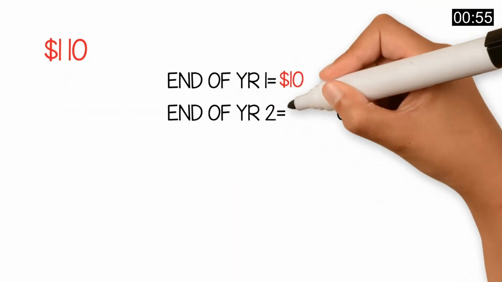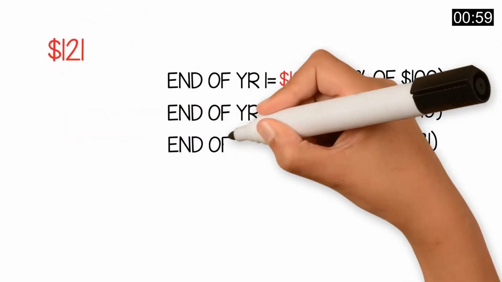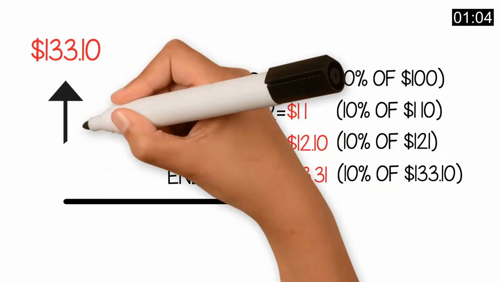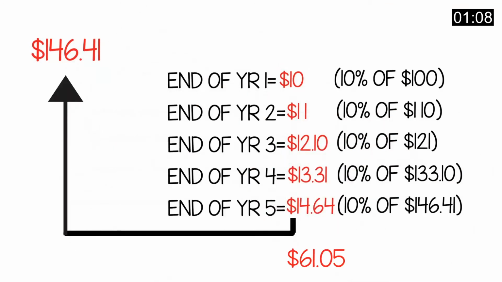The interest on that now is 11, not 10. Next year, the interest is 12.10, and so on. Notice the amount of interest is increasing. This is called compound interest. So you make $61.05 of interest in 5 years rather than just $50. Compound interest is fantastic if you're the investor and can be disastrous if you're the borrower.